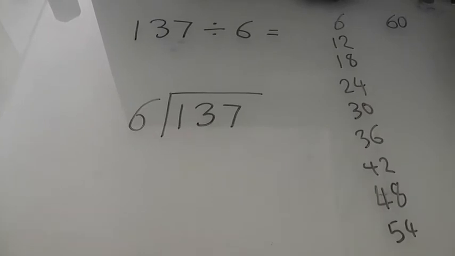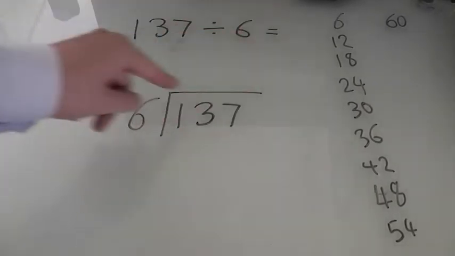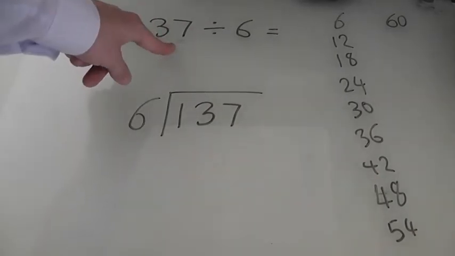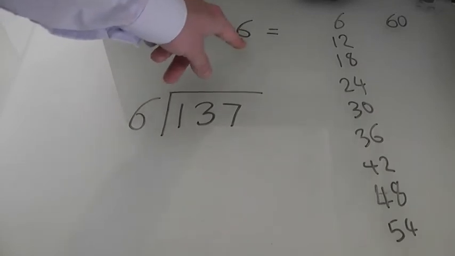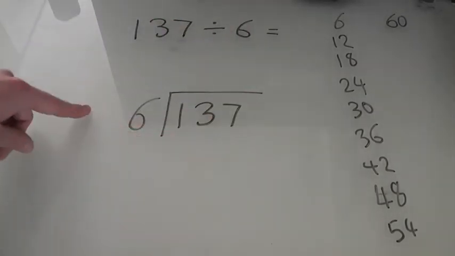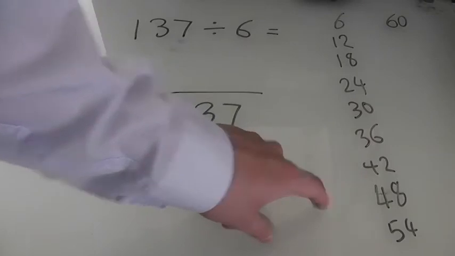Right, let's have a look at this one. We've got 137 divided by 6, that's our calculation. Now we know that there is going to be a remainder because we've got an odd number divided by an even number. So I wrote out the bus stop method, and as I say, we should know our 6 times tables, but I've written it out at the side as well just to show you.